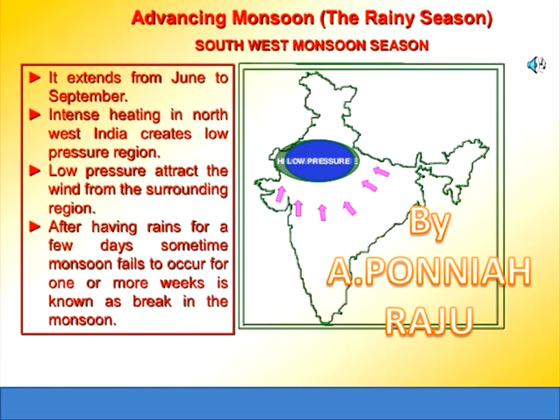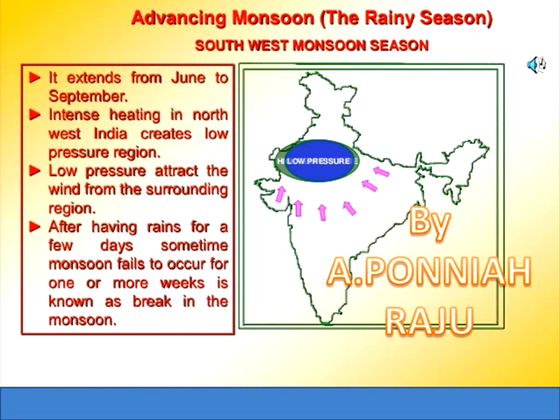In this session we are going to see where in India rainfall occurs at more than 200 or 400 centimeters, and below 450 centimeters, which states receive it, and what the reasons are. Most probably we are going to see the advancing monsoon, the rainy season, which is nothing but the southwest monsoon season.